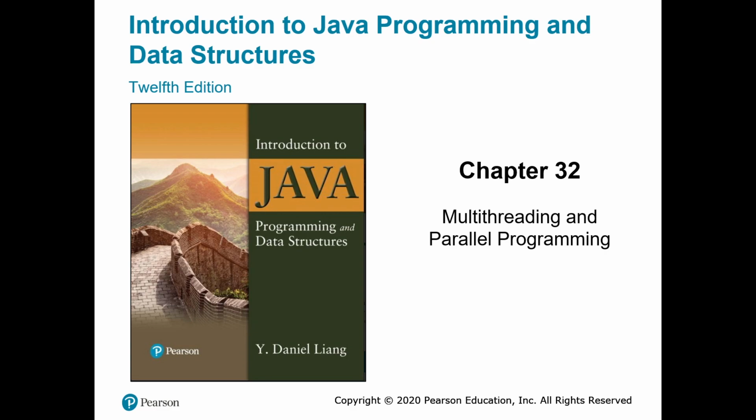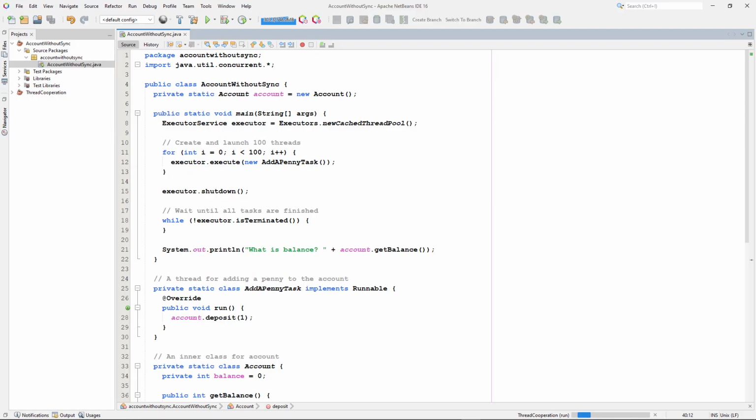In this video, we're going to talk about thread synchronization. So let's take a look at a program. Let's take a look at this program first. I have a class called Account Without Sync. We're going to be talking about synchronization, so this is a class written without synchronization, so we can see what the problem is before we discover how to fix it.